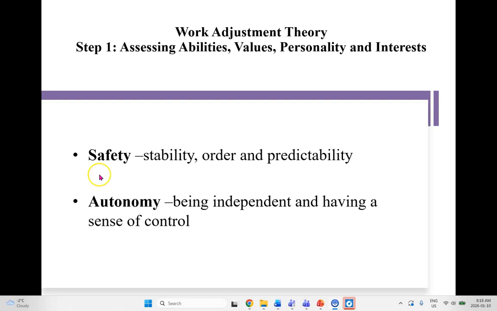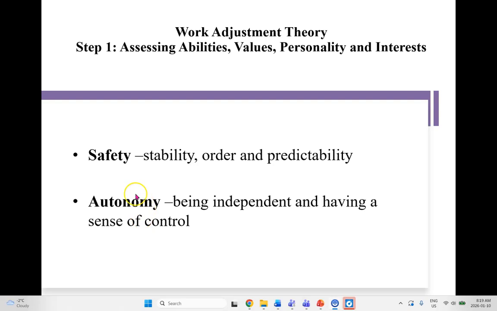Another value is the idea of safety, that refers to stability, order, and predictability, feeling like you know what's going to happen every day, that maybe your days follow a predictable pattern, you know what you're going to do, when you're going to do it, and so on. And then lastly, the concept of autonomy, being independent and having a sense of control.